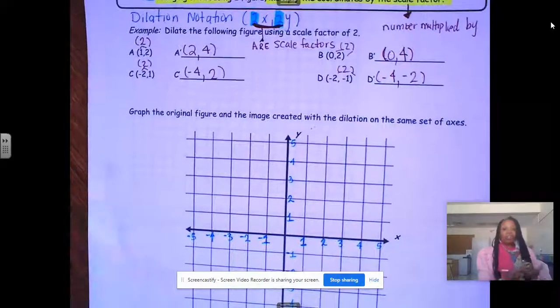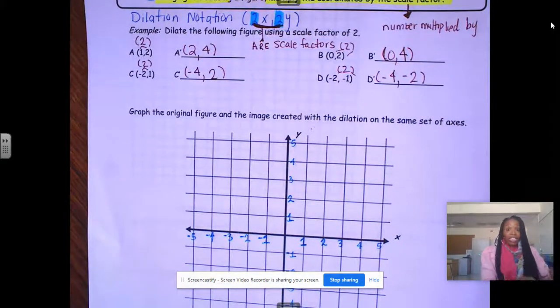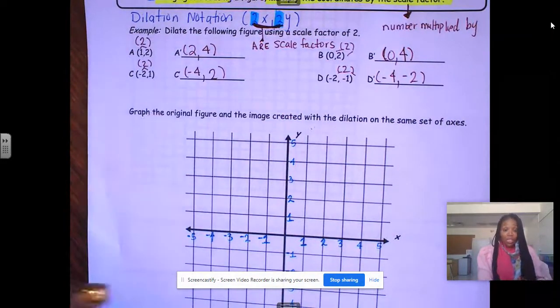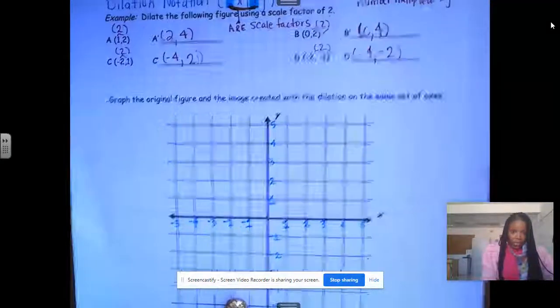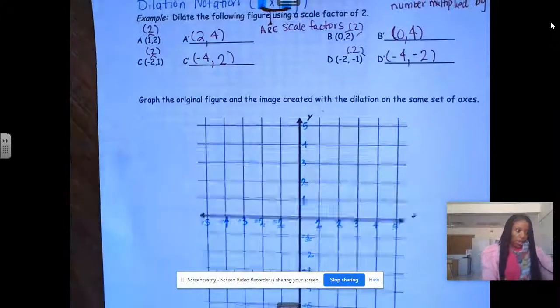Dilations are pretty easy. Just remember, multiply. You're taking that scale factor and multiplying every coordinate by it, every x and y that you receive, by whatever scale factor you're given. This one just happens to be 2.